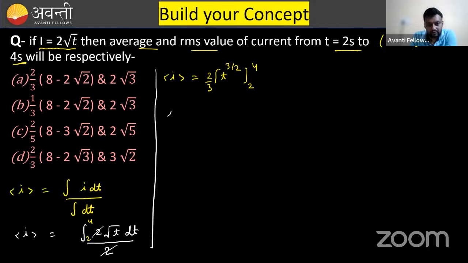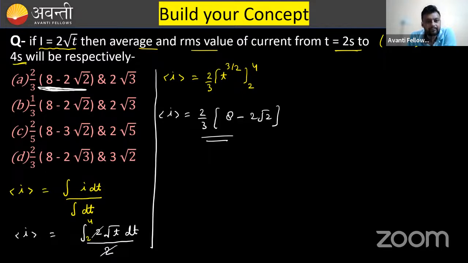Now you can just put the limits. I average is equal to 2 by 3. If I put 4 in place of t, that is root of 4 to the power 3, that is 8, minus 2 root 2. So this is your average value of current. I average is 2 by 3 times (8 minus 2 root 2). I think only option A has this given. Clear?